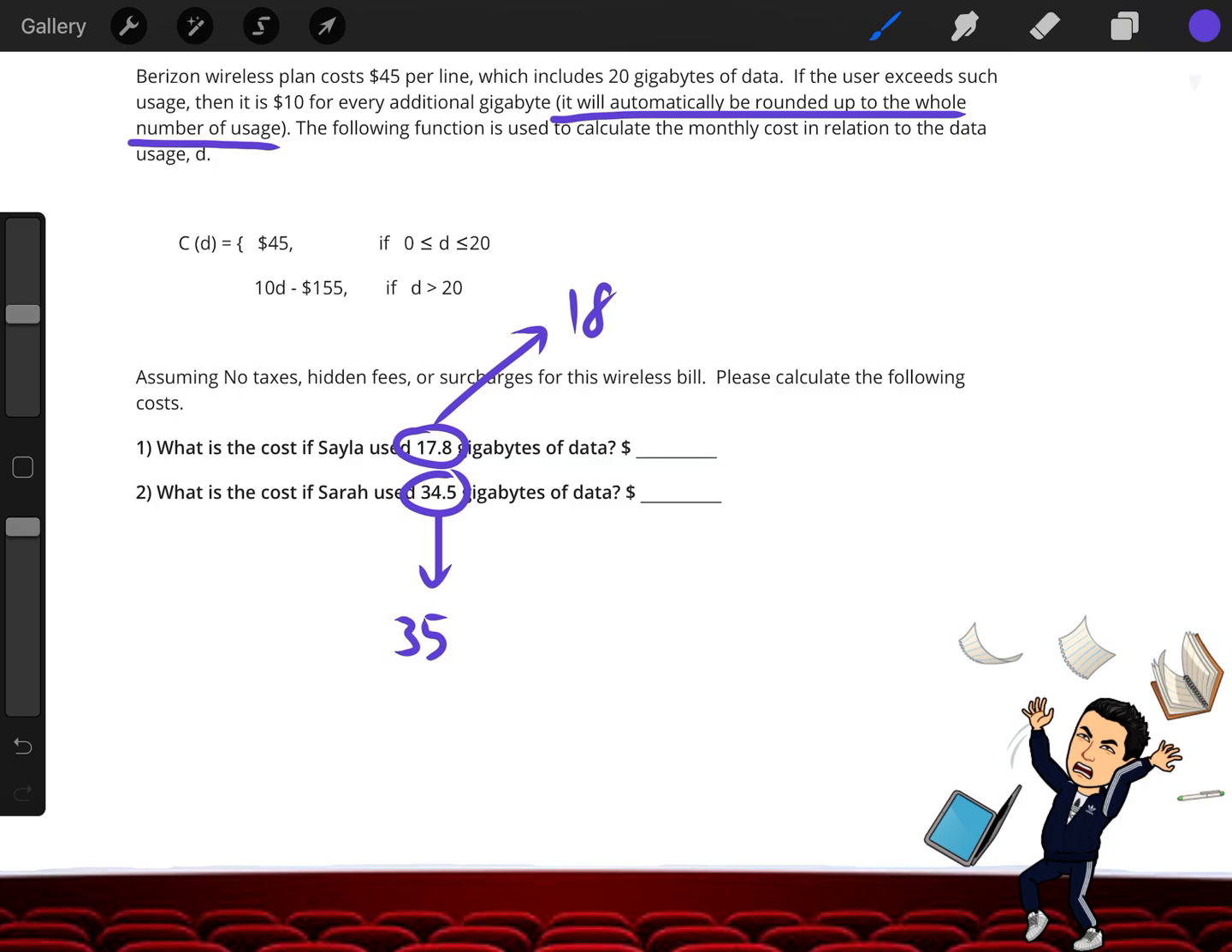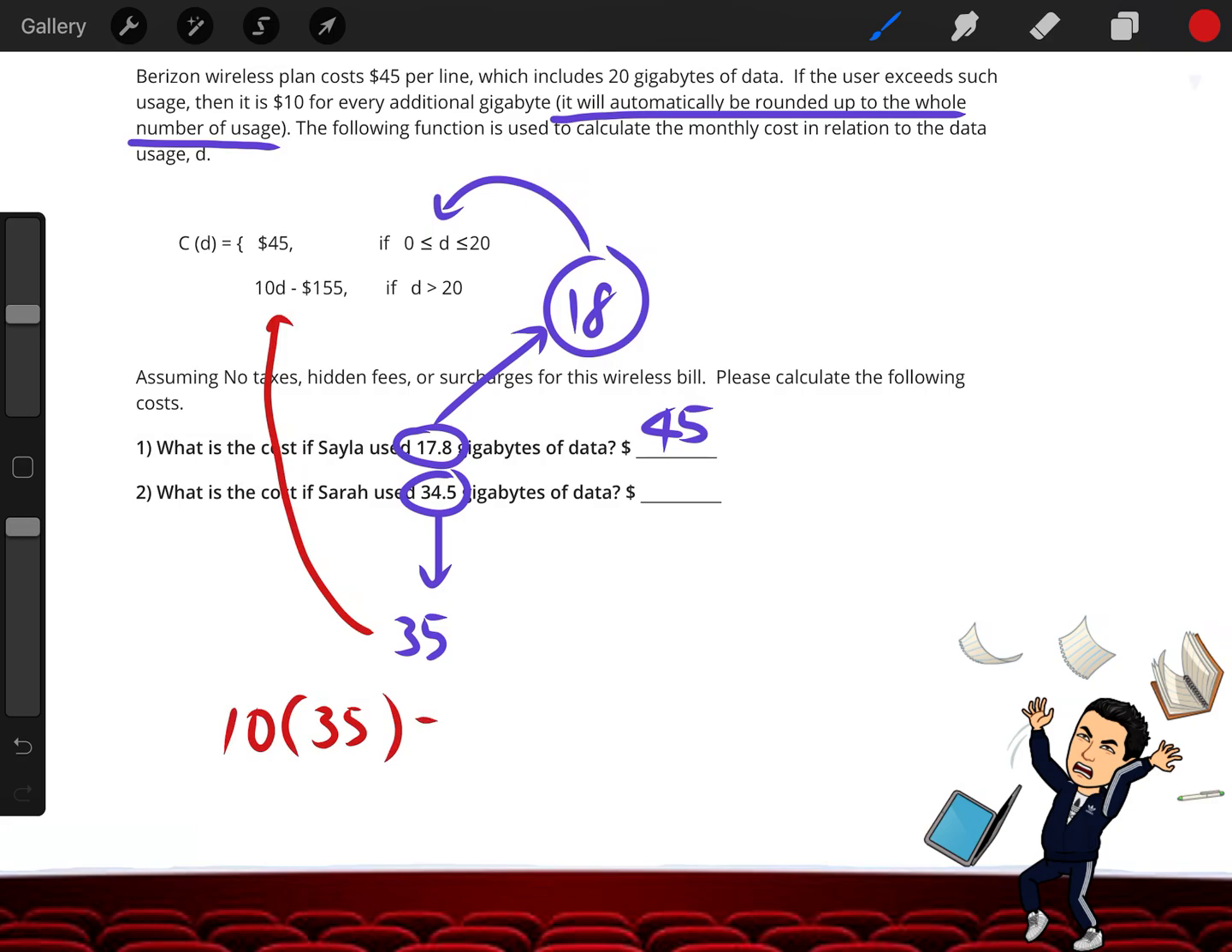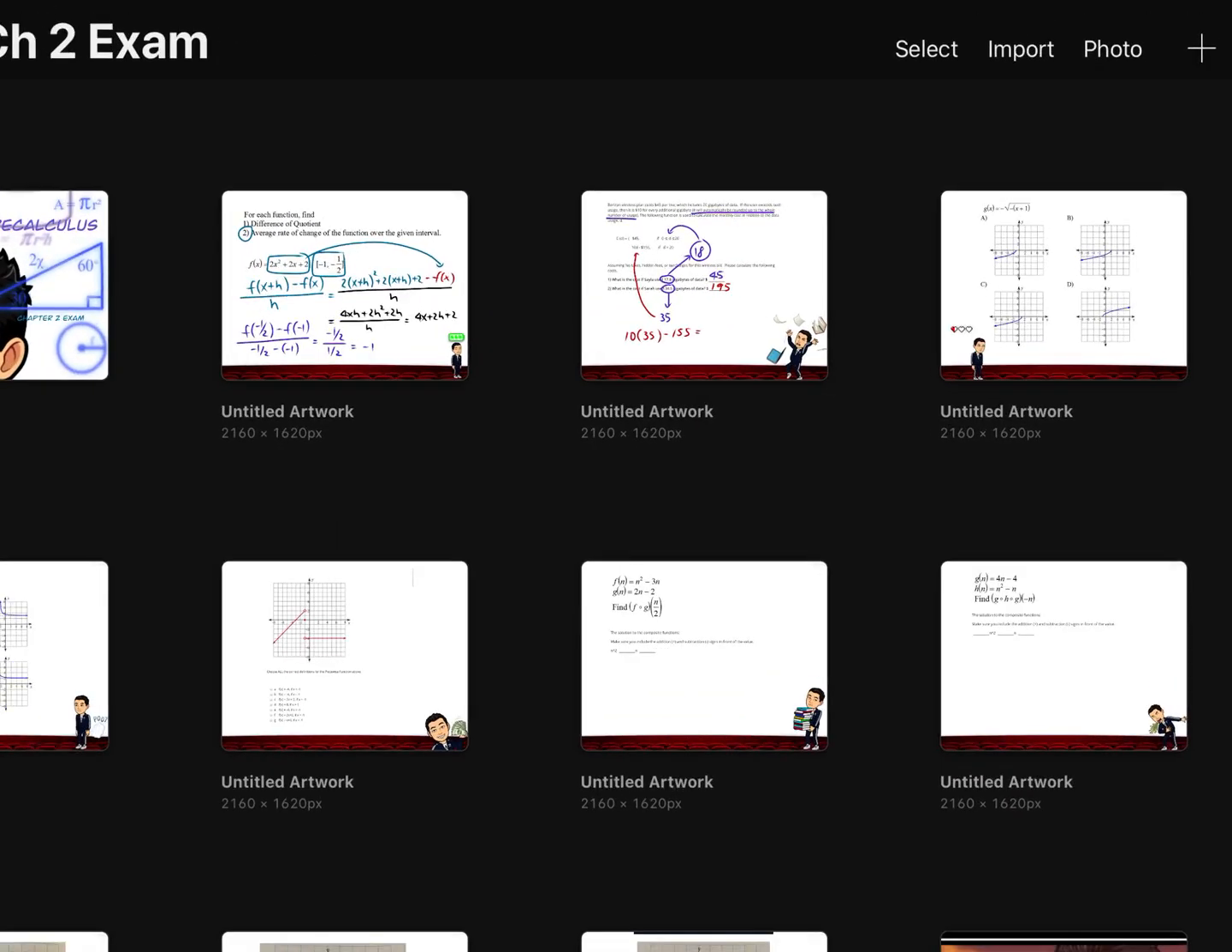For the first one, you don't really have to do anything. All you need to know is that 18 is within the first function, so the first one is going to be $45. I'm pretty sure everybody got this one right. The problem is the second one, because it's 34.5. A lot of people just plug in 34.5 into the D, but actually you have to use 35, so that would be 10 times 35, subtract 155. That should be your answer. It's 195. If you guys put 190, I'll give it to you.